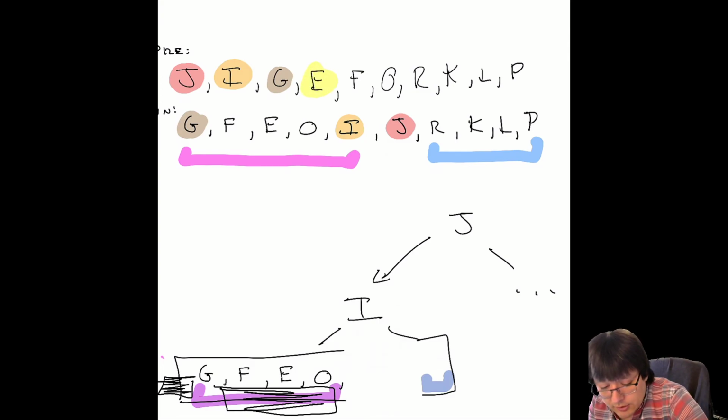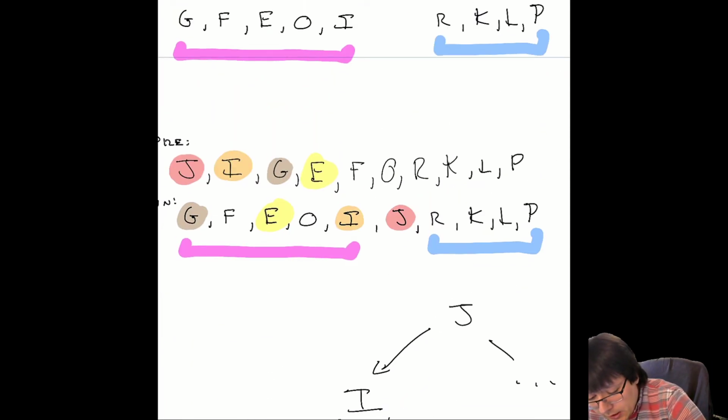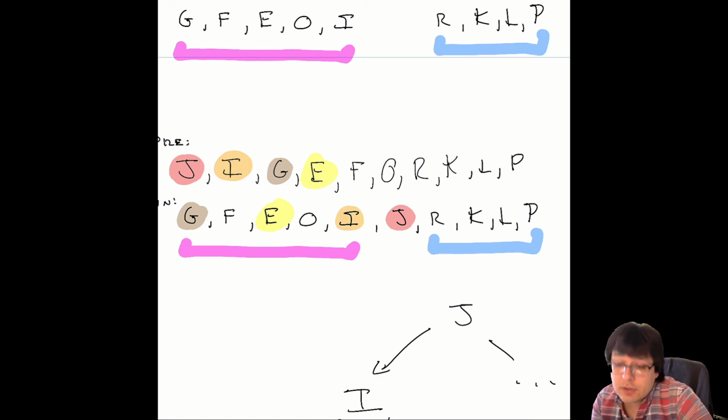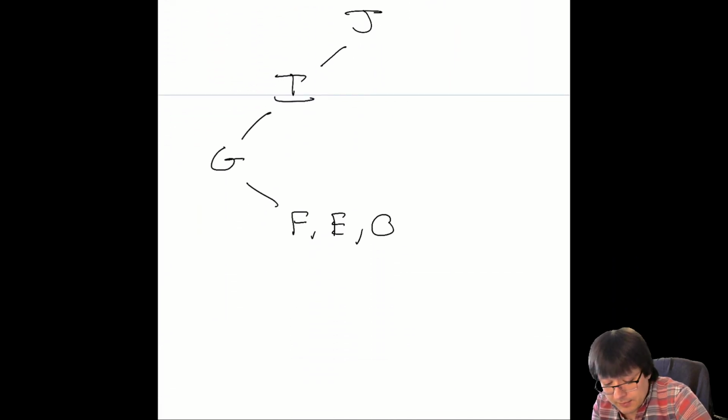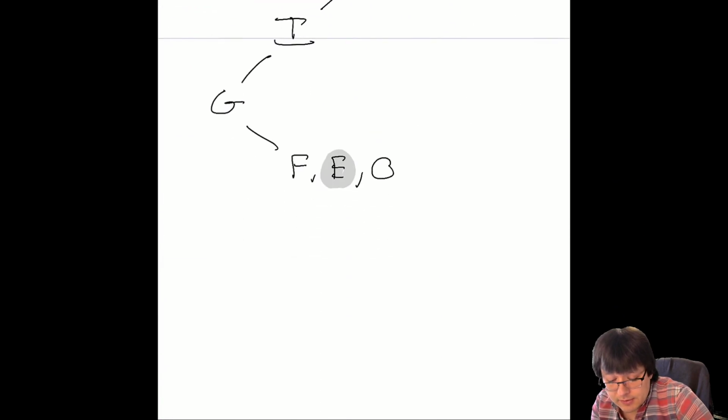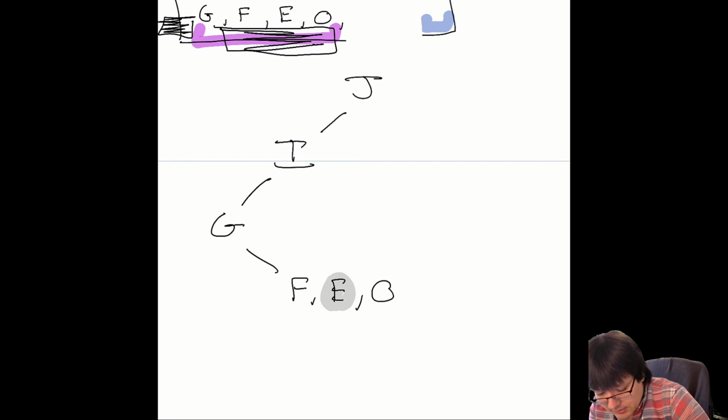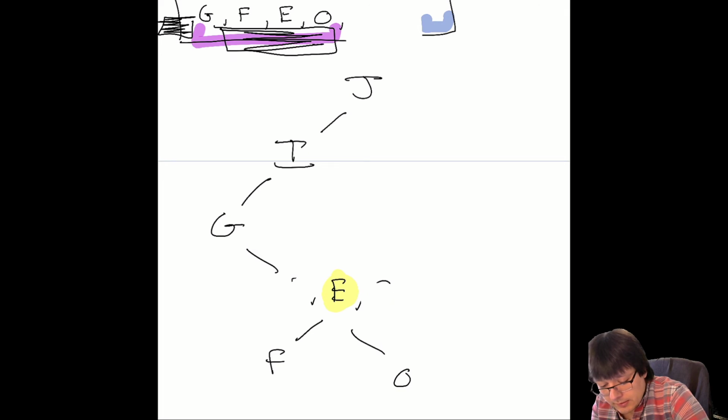All right, let's look at the E. So E is the next one right there. This one's a little bit more interesting because E has something to the left and to the right. On the left side, we've got the F, and on the right side, we've got the O. Because this is the root node, and this is to the left and that's to the right, the F is going to go to the left of the E, and the O is going to go to the right of the E.